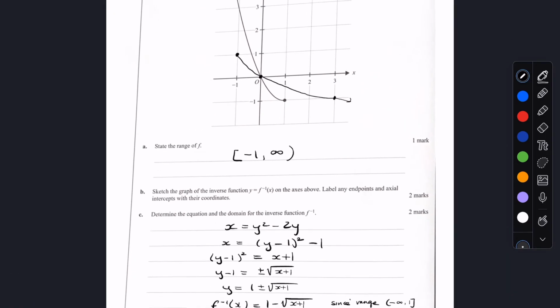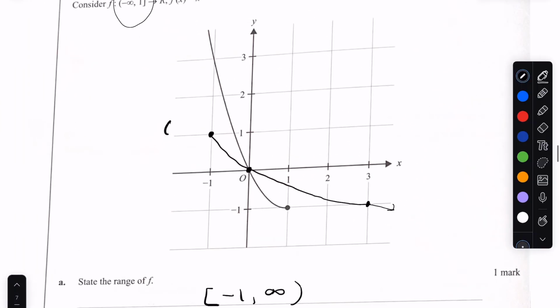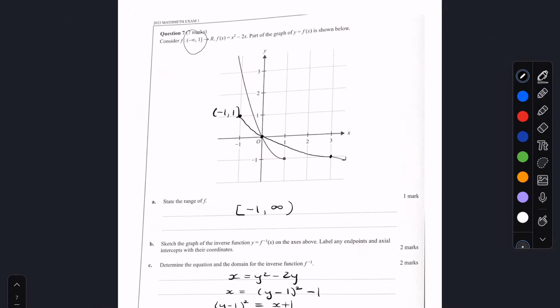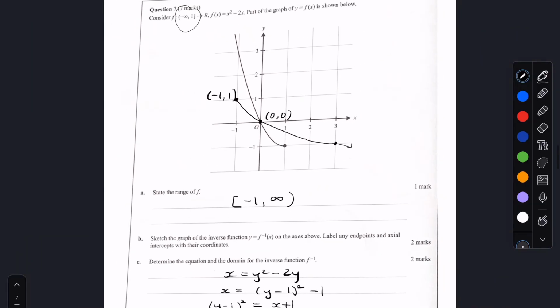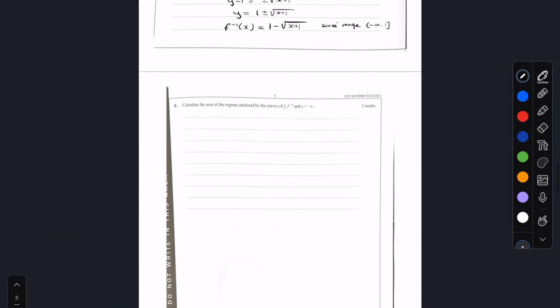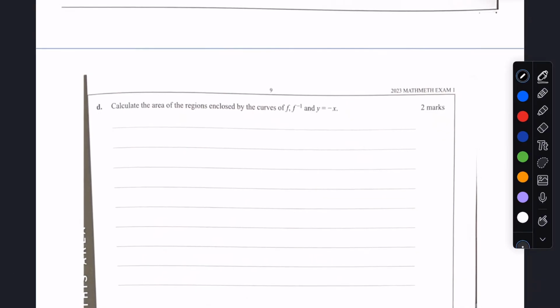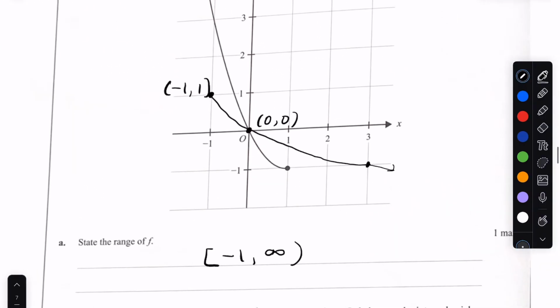Does it say label? Okay, so it says label any endpoint. So this here is going to be -1, 1. And axial intercept, so that's just going to be the origin. Alrighty. Calculate the area of the region enclosed by the curves of f inverse and y is equal to -x.